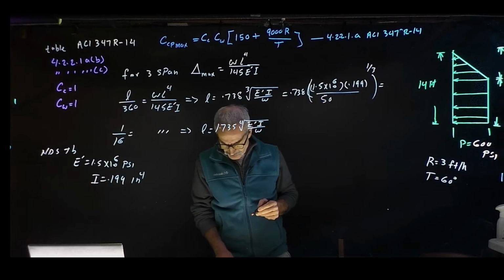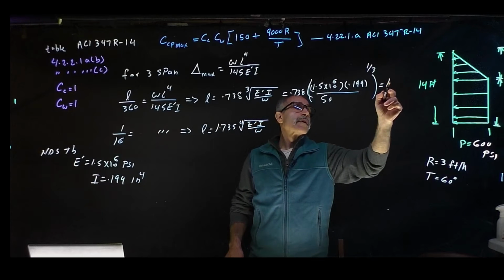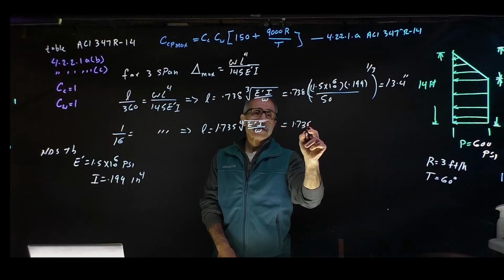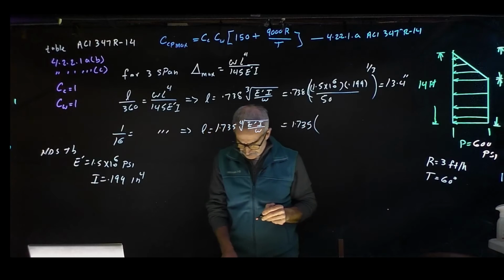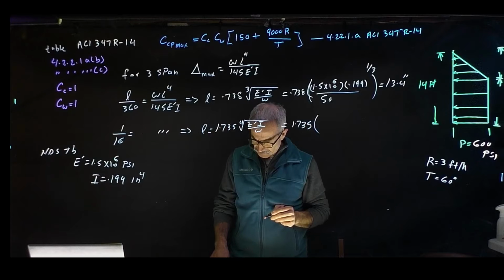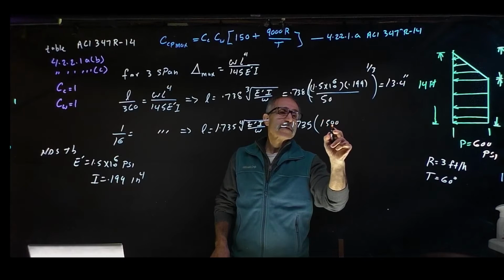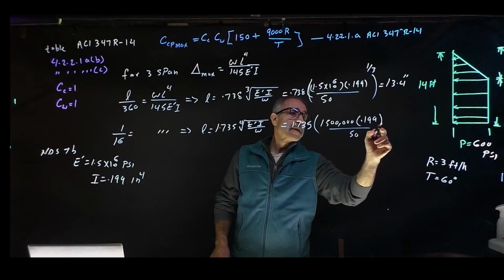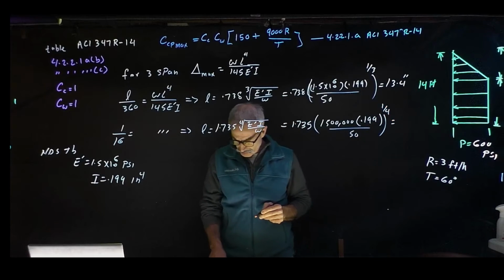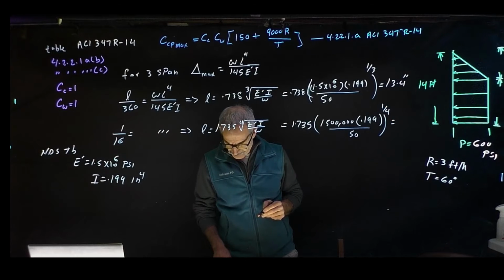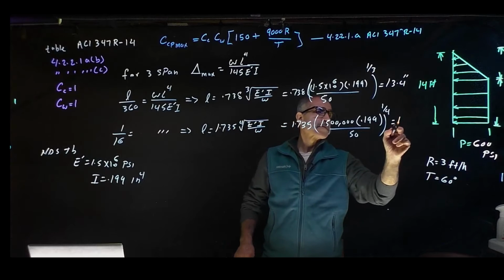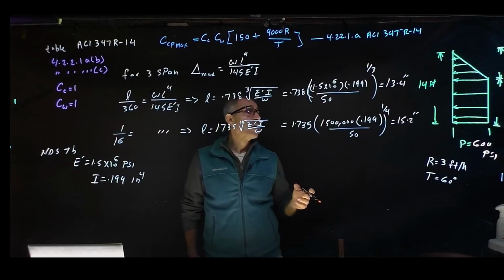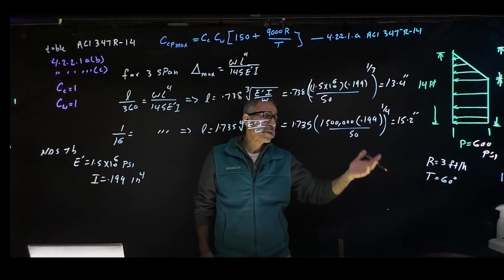So the L comes out for this one to 13.4, and L for this one is going to come out to 1.735. 1,500,000 times 0.199 divided by 50, to the power 1/4, comes out to 15.2 inches. So our deflection, this one controls, and from the previous number that came out 13.2, so 13.2 is the controlling one, which I erased anyway.